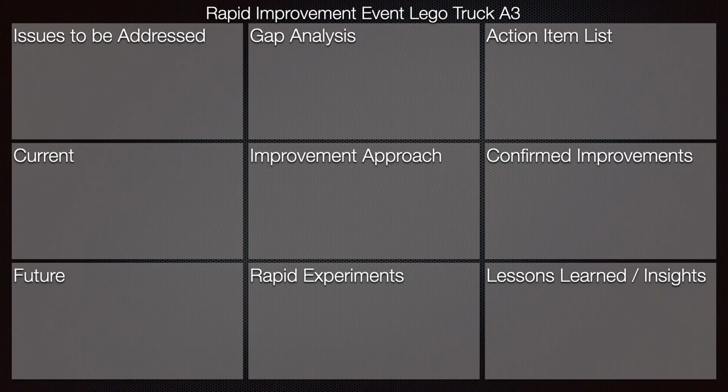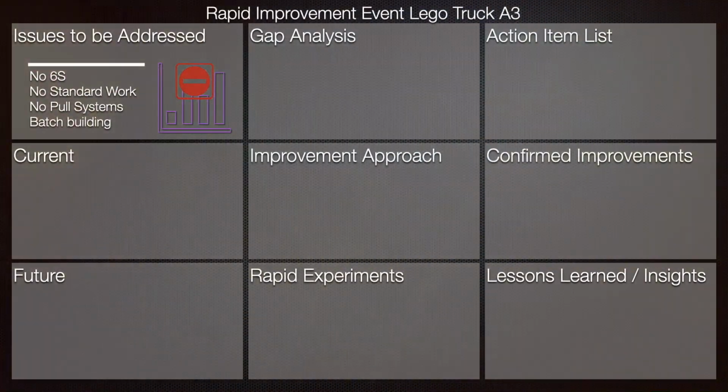So we want to use the A3 method. You see my 9 boxes for the A3 here. The first box is the top left, the issues to be addressed. If you're not familiar with this process, you can find some of my other videos where I demonstrate how this works. But we start from the top and work our way down: issues to be addressed, current state, future. And then we go to the middle with the gap analysis, improvement approach, and rapid experiments. And then all the way to the right with the action items, confirmed improvements, and lessons learned.